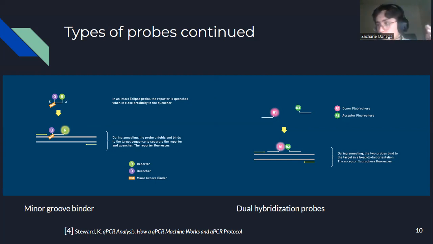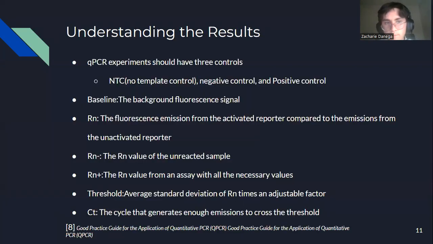Okay, another one, dual hybridization probes. So you've got your donor, and it operates on FRET probes. Essentially during annealing, the two probes bind in a head-to-tail orientation, and then the reporter glows. So, sequence specific. At the end of the day, probes are sequence specific. There's a lot of different mechanisms, and that's the entire gist of it.